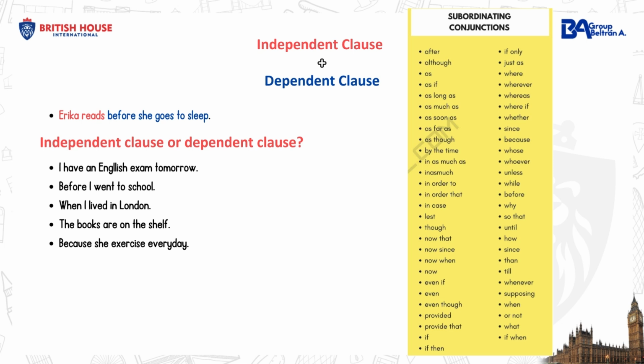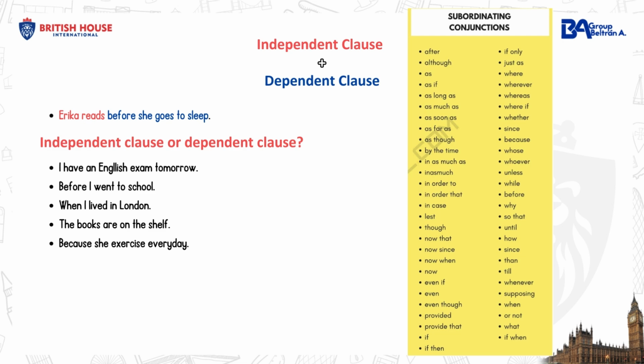When I lived in London. What is that? Come on, guys. A dependent clause as well, right? It starts with a conjunction: before, when, because. The books are on the shelf. What is that? It's an independent clause. And the last one: because she exercises every day. Because is a conjunction. What is this? A dependent clause. It needs another clause or the main clause for you to understand the whole idea.